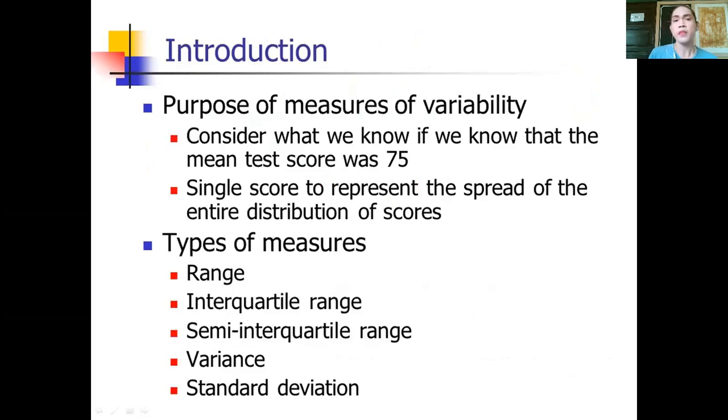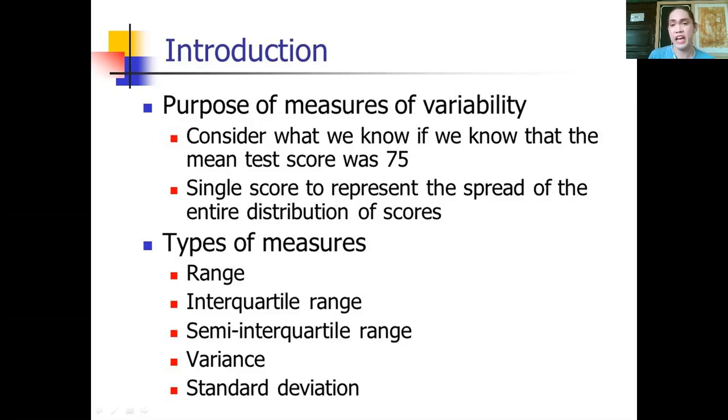To start, the purpose of measures of variability: consider that we know the mean test score was 75. That is a single score to represent the spread of the entire distribution of scores. In short, the purpose of measuring variability or dispersion, from the word itself, is to identify and describe the spread of our data. How is our data being spread or distributed, equally or normally? That is one of the purposes or significance of learning this lesson on measures of variability. We will talk more of that later.